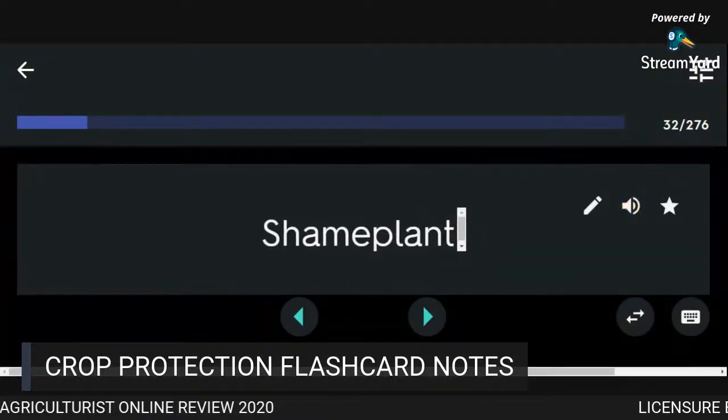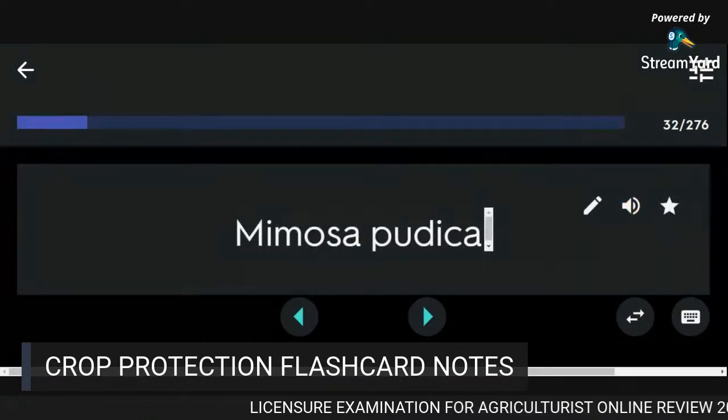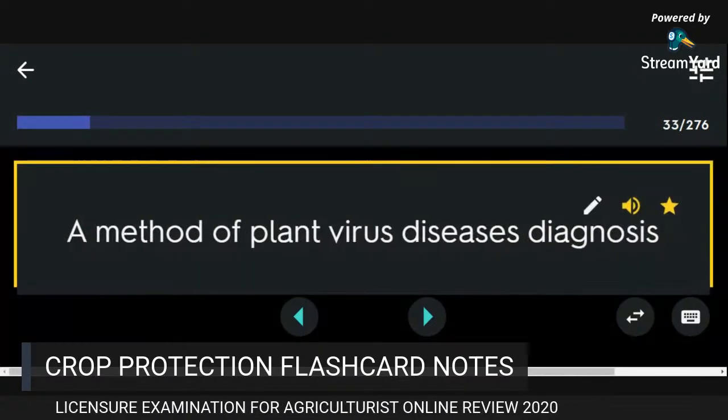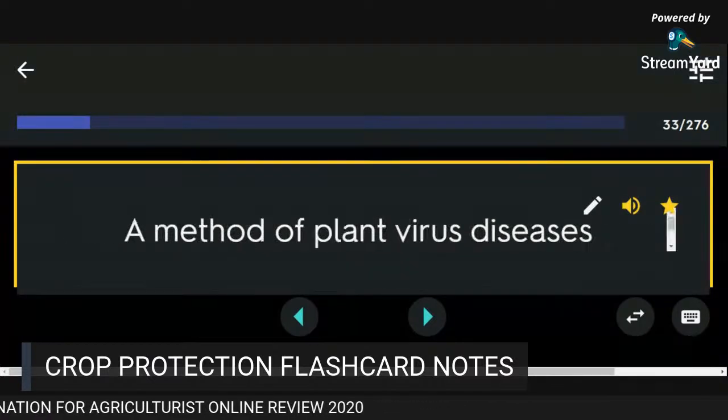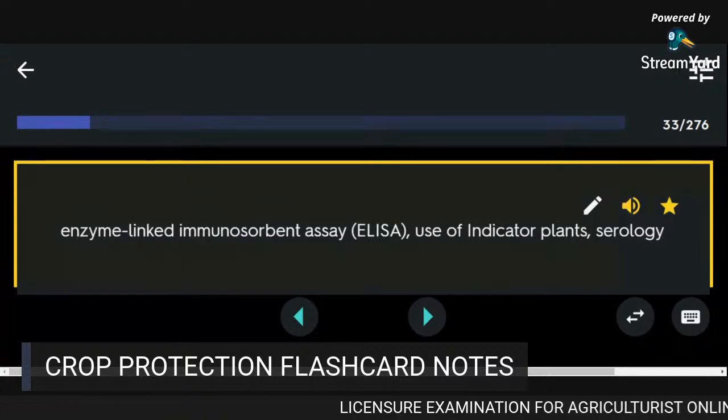Sensitive plant. Mimosa pudica. A method of plant virus diseases diagnosis: enzyme-linked immunosorbent assay, use of indicator plants.